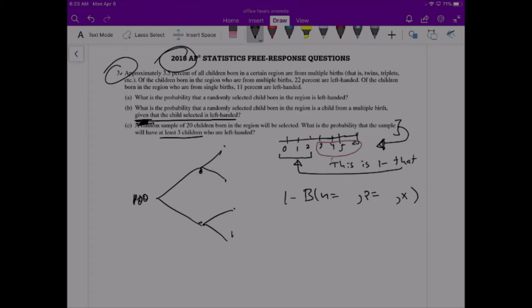Those are the only ones we're looking at. We're not looking at any one other than left-handed children to answer part B. For part C, we want at least 3 children are left-handed, so this little red chunk is what we want. That's a binomial CDF question on the calculator. We'll need to do a little bit of subtraction to get that.